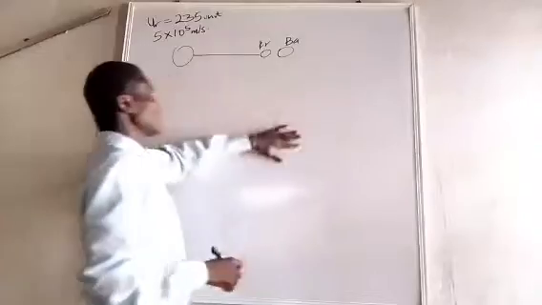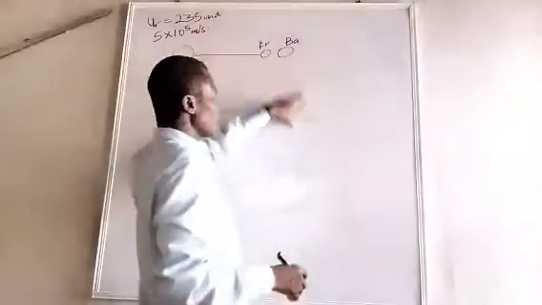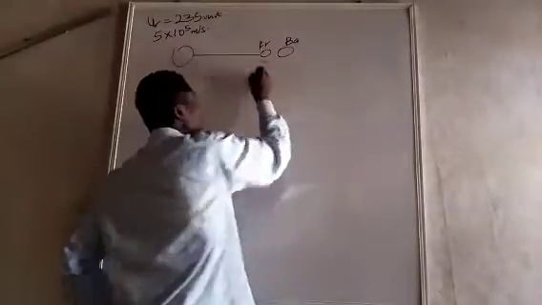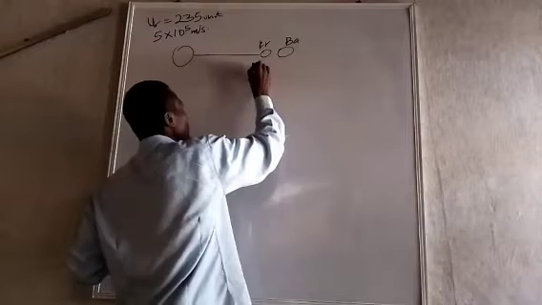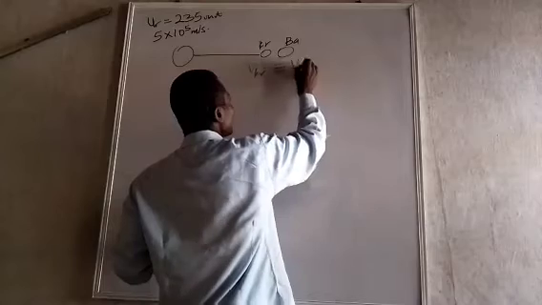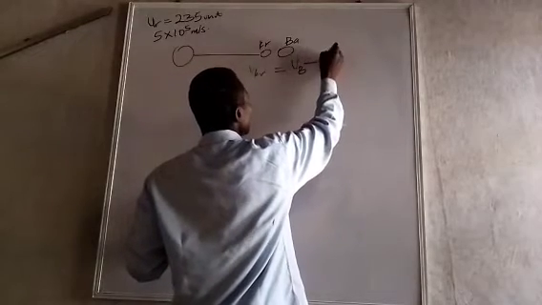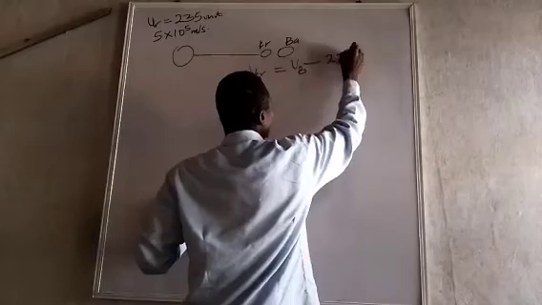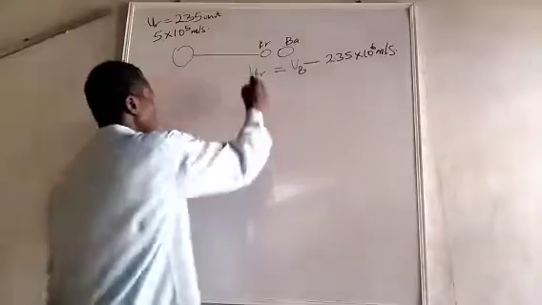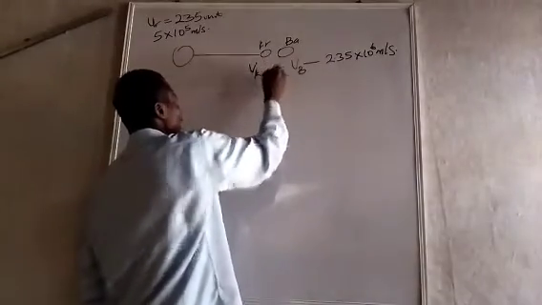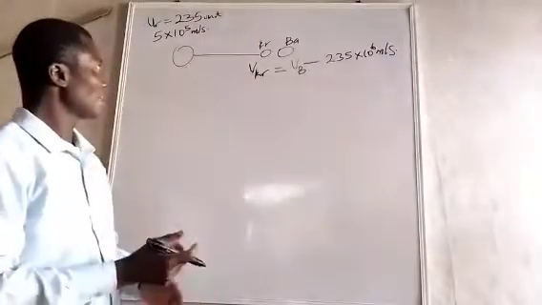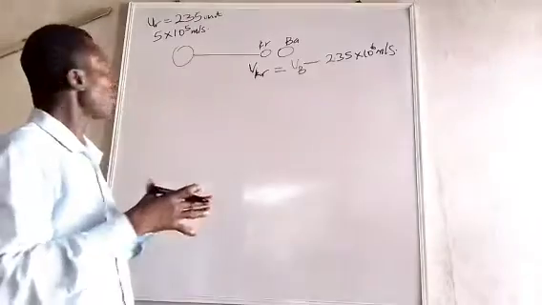We are told that the velocity of krypton relative to that of barium is 2.35 times 10 to the power 6. So V krypton is equal to V barium minus 2.35 times 10 to the power 6 meters per second, from the question. So they have velocity relative to themselves, and they have velocity relative to the tube as well.